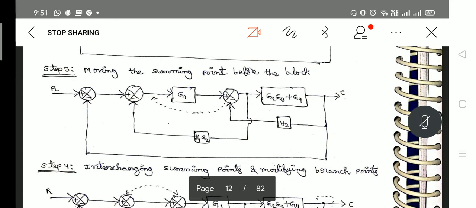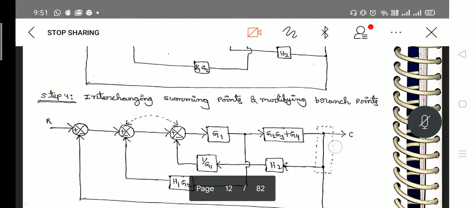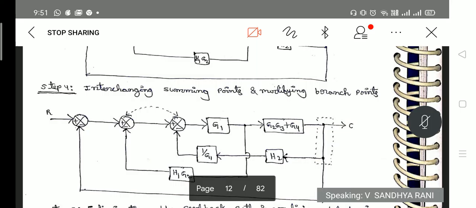Then after that, the summing point I am taking before the block. Okay, what will happen before the block? We will get 1 by G1 in feedback, right? Here 1 by G1 in feedback. Then after that I am interchanging the summing points.